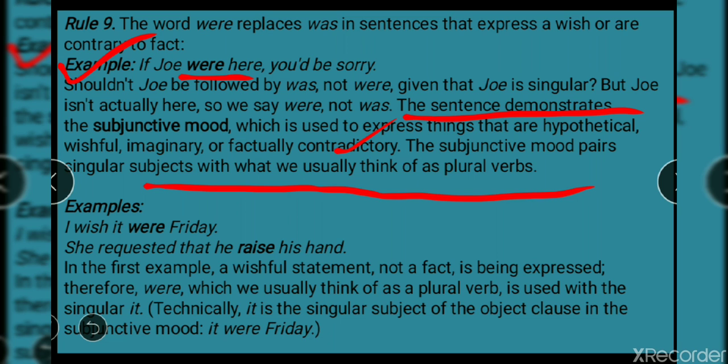Similarly, in the next example, I wish it were Friday. It being singular, were again being the plural verb. Same thing, same explanation. In this example, a wishful statement, not a fact, is being expressed. Therefore, were, which we actually think of as a plural verb, is used with the singular it. Technically, it is the singular subject of the object clause in the subjunctive mode. It were Friday.